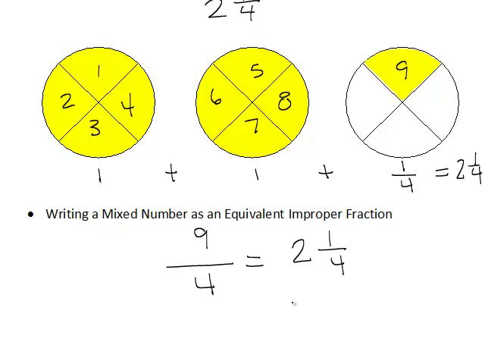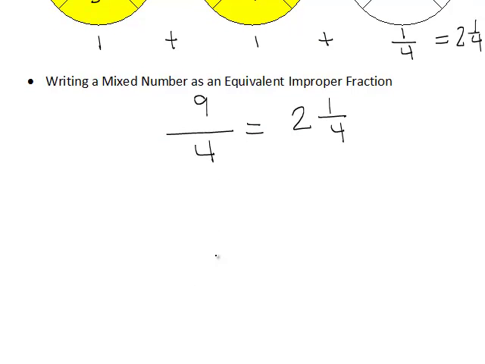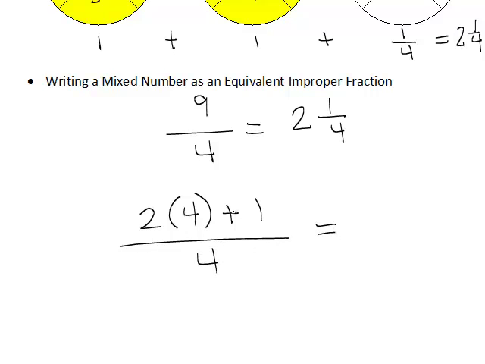So is there an easier way to get from 2 1/4 to 9/4? Sure. We are dividing our whole into 4s. So I have 2 wholes, and I'm going to multiply that by the denominator of our fractional part, so 4. I'm cutting it into 4 pieces, and then I'm going to add the part that I already have in our numerator and put that over 4. So 2 times 4 is 8, plus 1 is 9/4. That's another shorter way to change a mixed number into an improper fraction.